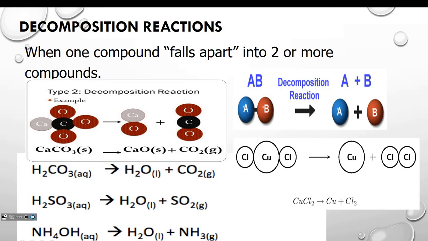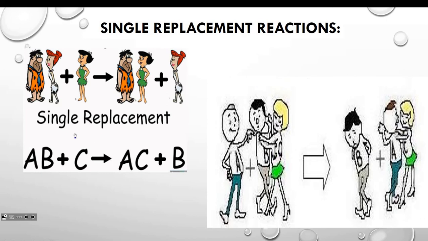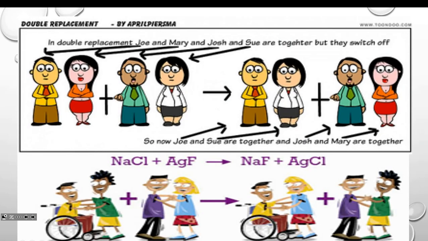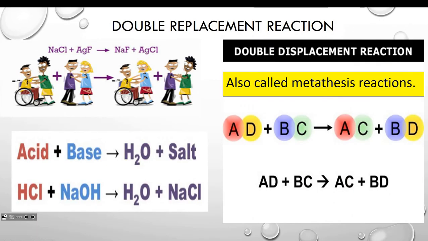Okay, so we also have single replacement. Think of a dance date kind of thing. The girl can be replaced or the guy can be replaced. Either one can be replaced, but one gets kicked out. Double displacement or double replacement is when you have two compounds and they change partners. Okay, we're going to have to go on from there.